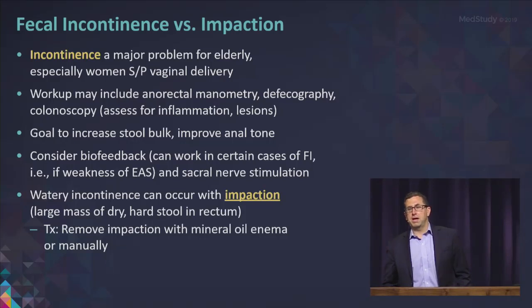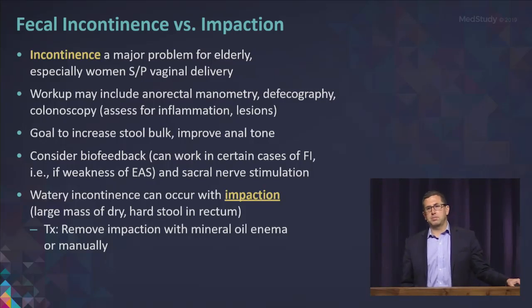The goal for fecal incontinence is to increase stool bulk and improve anal tone. One of the ways to improve anal tone in fecal incontinence is actually biofeedback. You could train patients to contract their sphincter muscles in response to what they think is an impending incontinent episode, and that could be very beneficial. In some cases, you could even use sacral nerve stimulation.